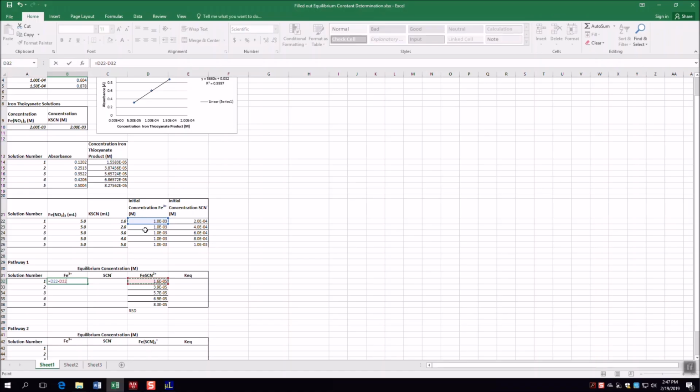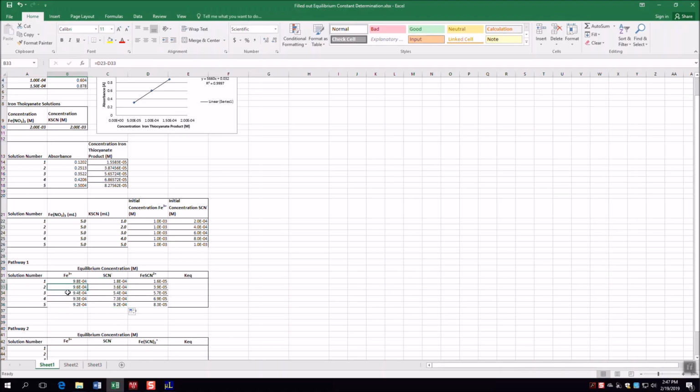We just take our initial concentration and subtract out the concentration of the iron thiocyanate. We hit enter and we have our number. We do the exact same thing for the thiocyanate concentration, except we're going to start, of course, with our initial concentration of thiocyanate and subtract out the concentration of our iron thiocyanate 2+. When we hit enter, we'll see that these two numbers have filled out, and we can drag those values down so that they calculate for each of these scenarios.